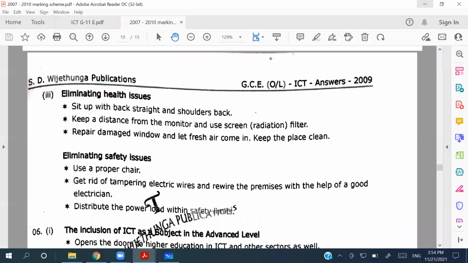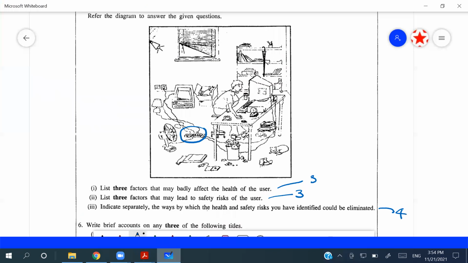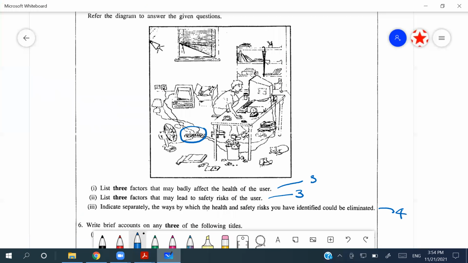Okay. So how to eliminate the health issues? Sit up with the back straight and shoulders back. Keep distance from the monitor and the user screen. Use a screen filter or a radiation filter. Repair damaged windows and let fresh air come in. Keep the place clean. So those could be taken as the major health issues, right?